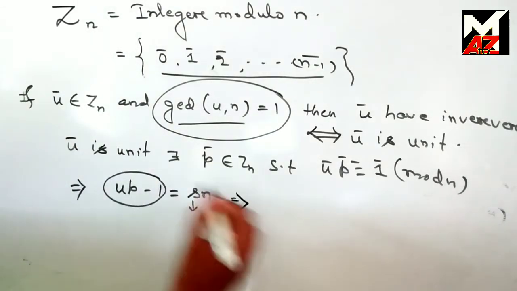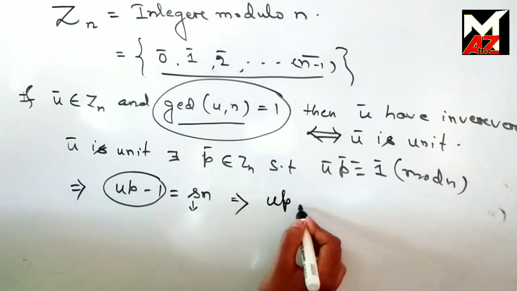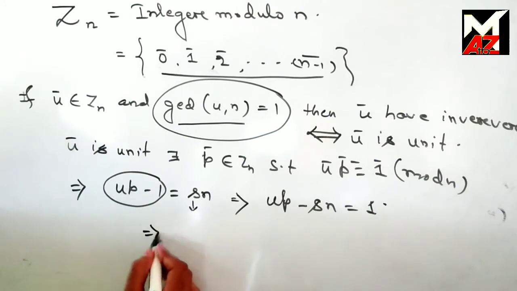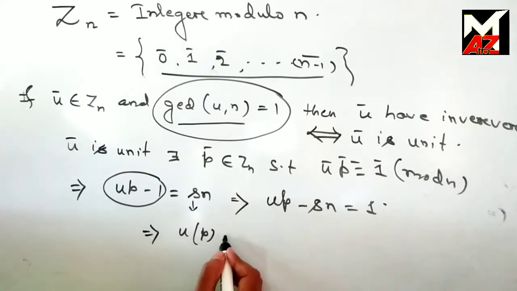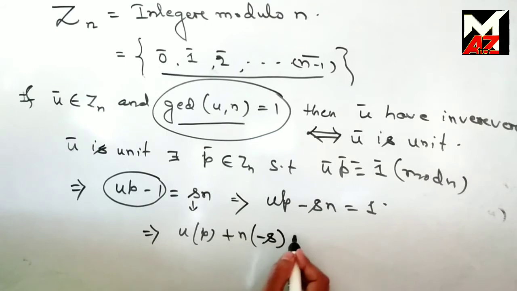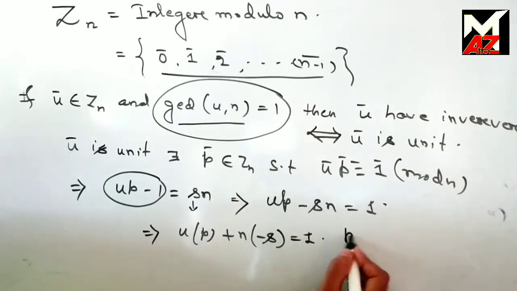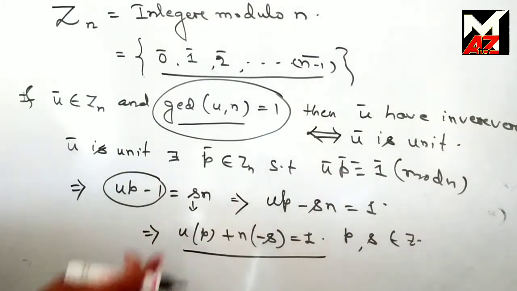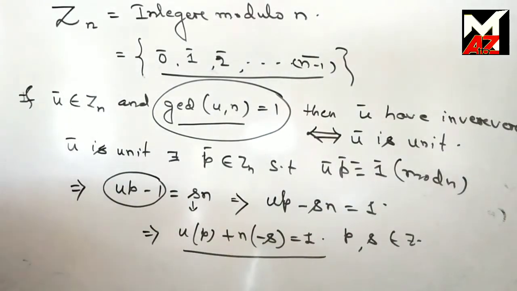Now from this we get UP minus Sn is equal to 1, that is, U into P plus n into minus S is equal to 1. Here P and S both are integers. So also, by the theory of number system, we see that GCD of P and n is equal to 1. So we can prove this result.